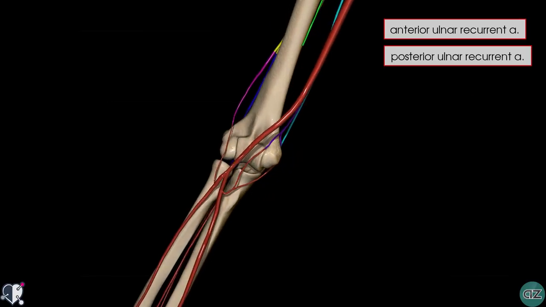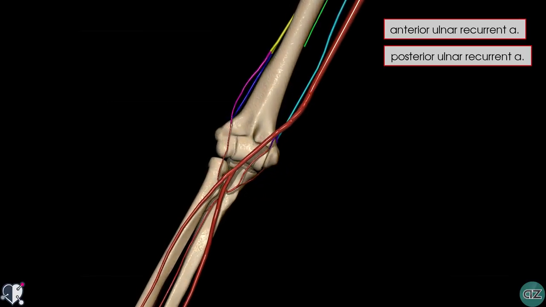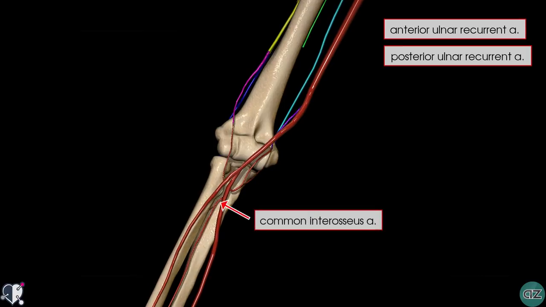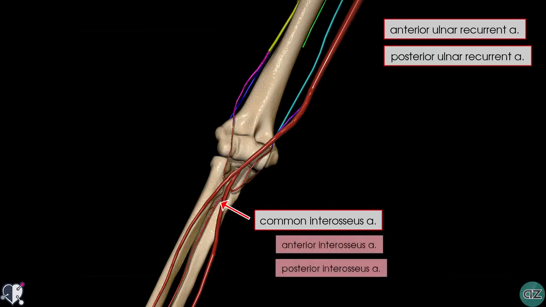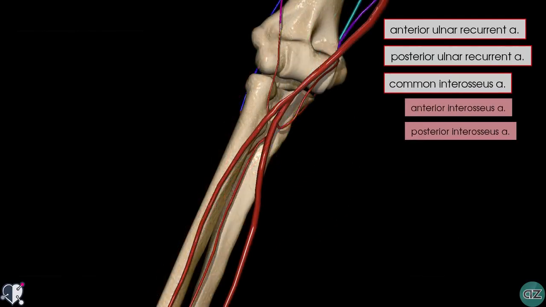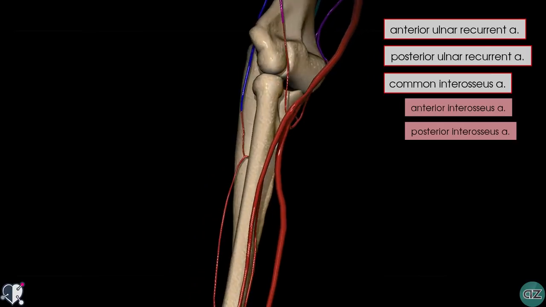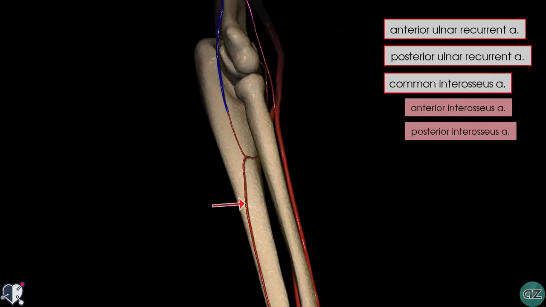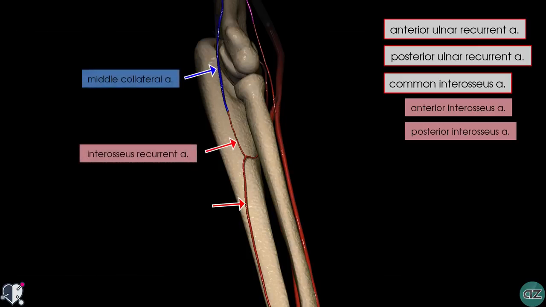Now a little bit more distally, there's another branch given off the proximal ulnar artery. This is the common interosseous artery, which divides into an anterior branch and a posterior branch. I've zoomed in a little bit closer, and you can see here the anterior interosseous artery, which descends down the forearm on the anterior aspect of the interosseous membrane. If I rotate the model posteriorly, we can see the posterior interosseous artery, and it gives off the interosseous recurrent artery, which anastomoses with the middle collateral artery, which we saw before was a branch of the profunda brachii artery.